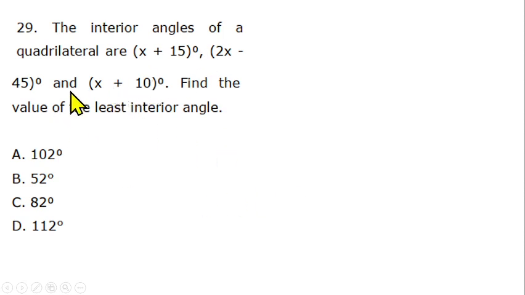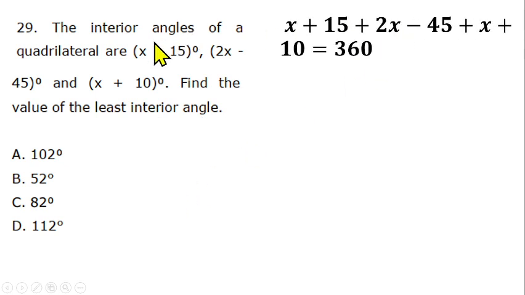29 is from polygon. The interior angles of a quadrilateral are this, and this. We have to find the value of the least interior angle. So if you add all these angles together, it should give us 360 degrees, because we are told that this is a quadrilateral. Sum of angles in a quadrilateral is 360 degrees.